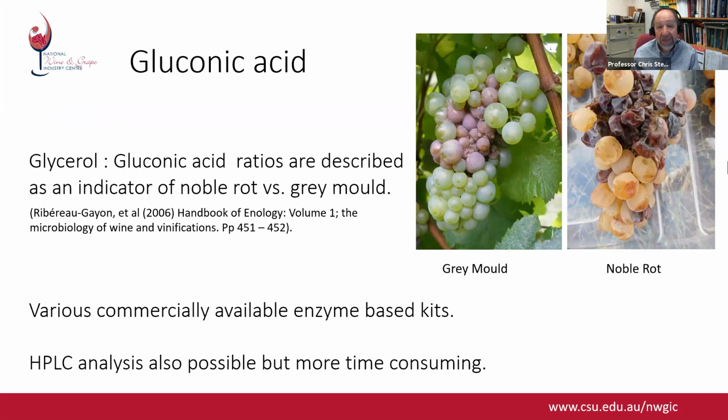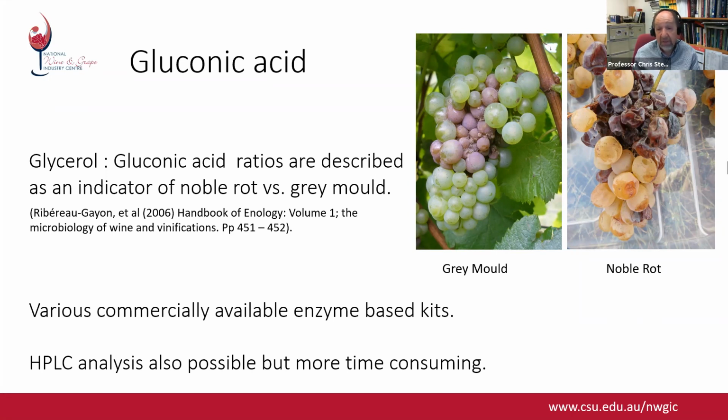Now let's talk about gluconic acid, and I'm aware that lots of people do measure gluconic acid in the industry. Of course, the ratio of glycerol to gluconic acid has been suggested as an indicator of whether we've got grey mould or noble rot in late harvested fruit. And the higher the amount of gluconic acid, then the less desirable the fruit is, the more spoiled it is.